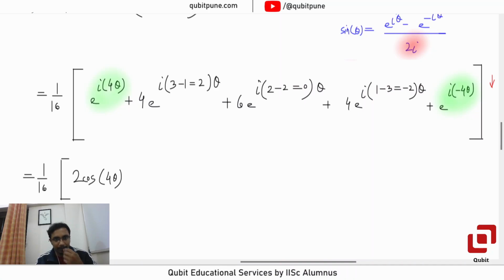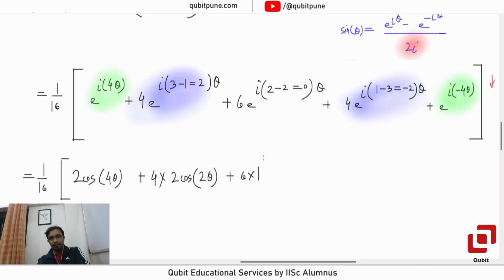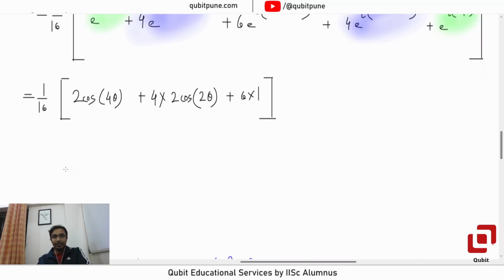2 cos 4 theta. Okay, now collect the second, which is e to the power i 2 theta, and the fourth, which is e to the power i negative 2 theta. So what will that be? That will be 4 into 2 times cos 2 theta. Understood? And e to the power i 0, that's 1. So now we got a formula which we were not expecting for cos 4 theta.